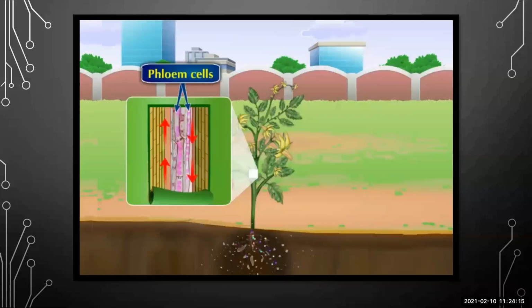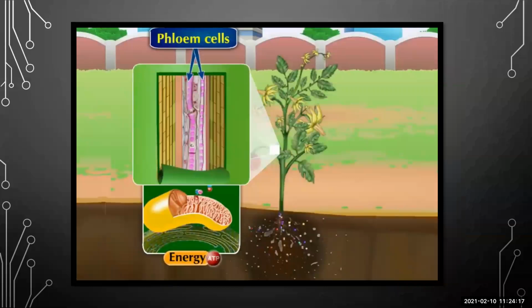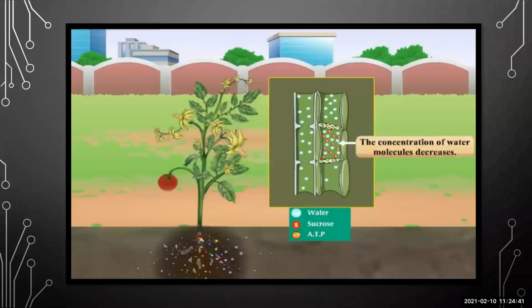There is a two-way flow, we can see here. And this phloem will transport the food. It is not an easy process. It requires what? Energy. And that energy is given to the phloem by ATP, that is the adenosine triphosphate molecule. So the ATP molecule has to be there, so that with the help of energy, the food will be conducted by the phloem.